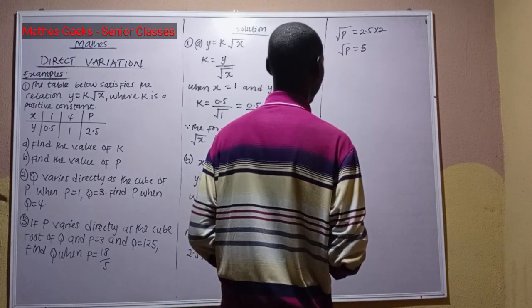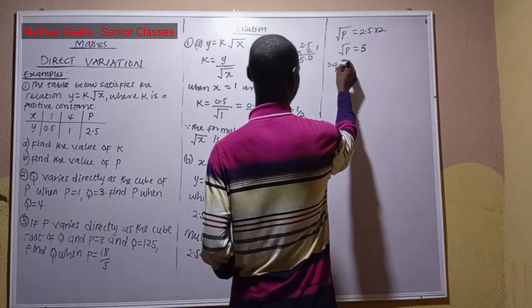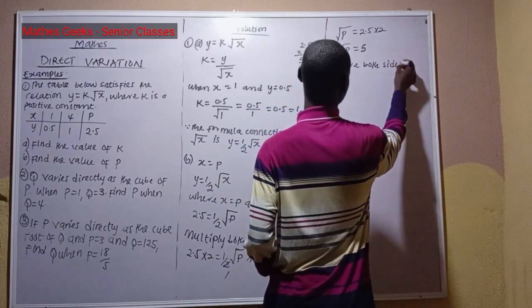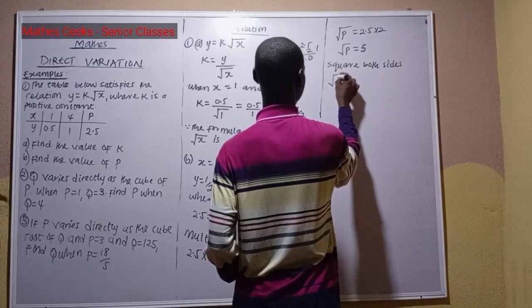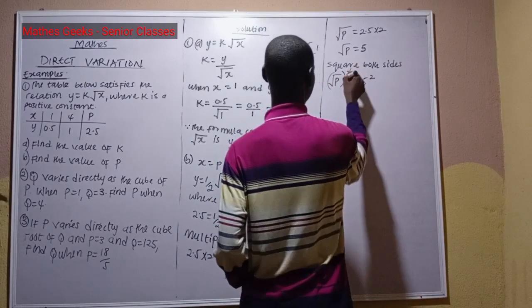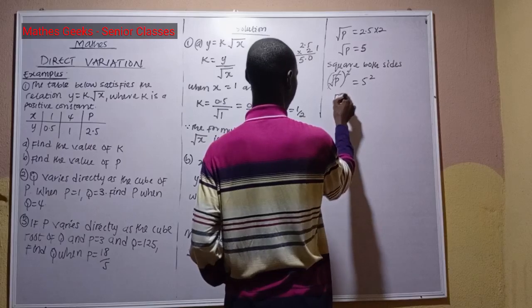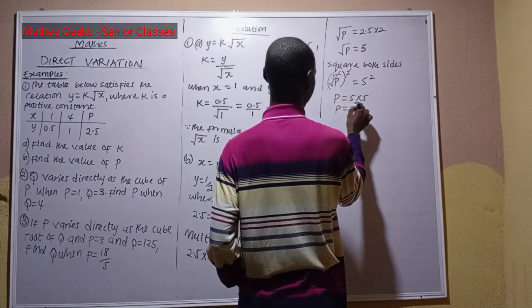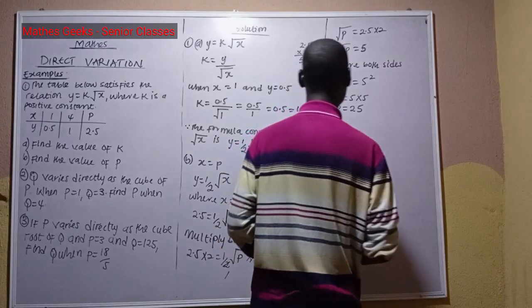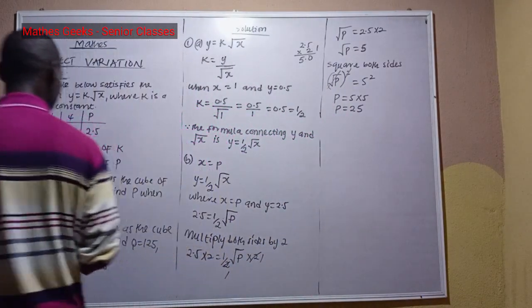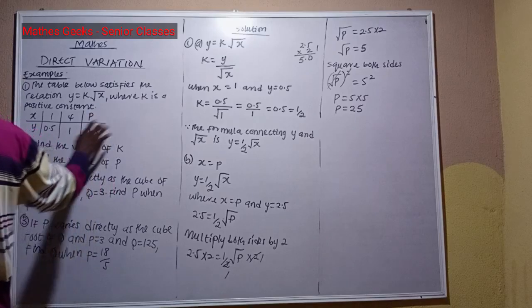Now to get the value of p, we square both sides. Root p squared is equal to 5 squared, since squaring cancels the square root. So p is equal to 5 times 5, and p is equal to 25. So the value of p in this table is 25.